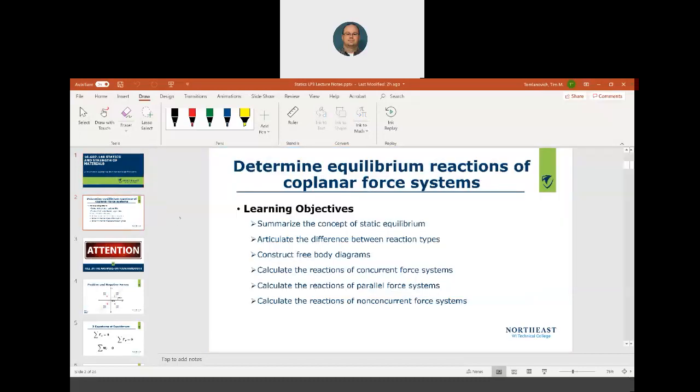Let's see. All right, so our learning objectives today will summarize the concept of static equilibrium, articulate the difference between reaction types, construct free body diagrams, and calculate the reactions of concurrent forces. Remember what a concurrent force is: the lines of action intersect at a common point. Calculate the reactions of parallel force systems. Those are forces that are parallel, they don't intersect. And calculate the reactions of non-concurrent force systems. Basically, the forces aren't parallel or concurrent.